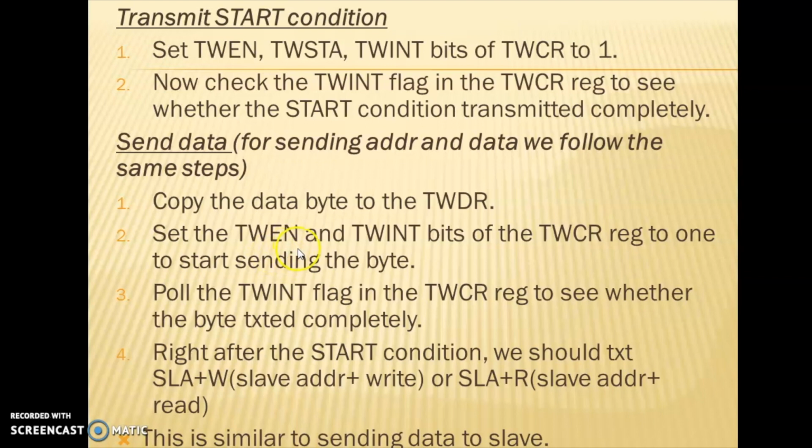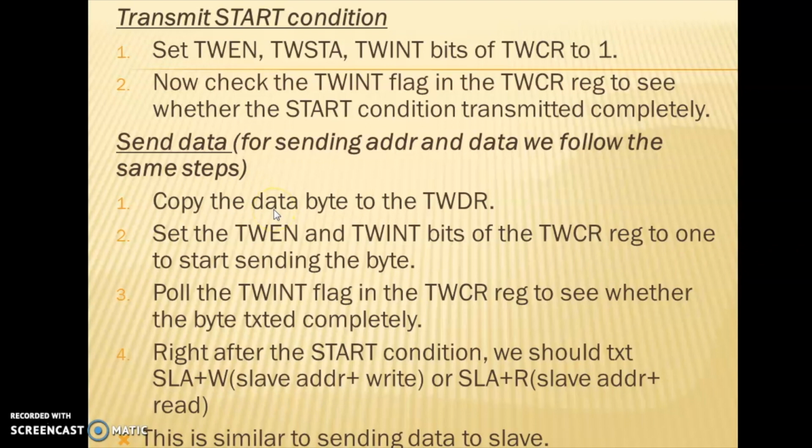Then we set the TWEN and TWINT bits of the control register to 1 to start the sending of the bytes. Then we poll the TWINT flag, or wait for the TWINT flag to be set, because only after the transmission of complete bits this flag will be set to 1. Right after the start condition, we should transmit the slave address and write. That is what we have sent now. And after that TWINT bit is set to 1, again we do the same for sending data.